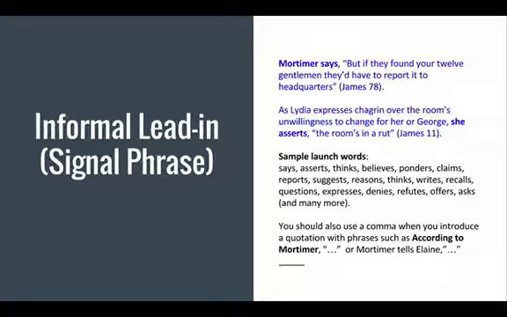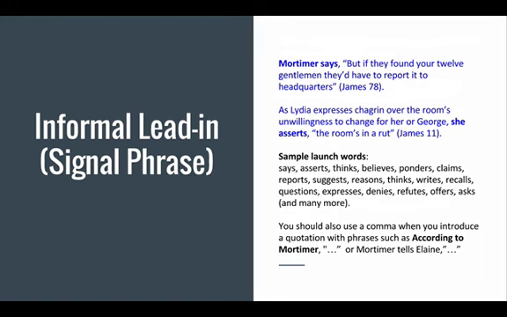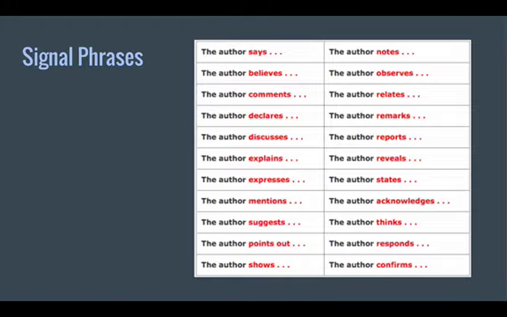Some sample launch words include says, asserts, thinks, believes, ponders, claims, reports, suggests, reasons, writes, recalls, etc. You should use a comma when you introduce a quotation with phrases such as according to Mortimer or Mortimer tells Elaine. Some other signal phrases can be the author says, the author believes, and these are some more basic ones, but this is a good starting place.